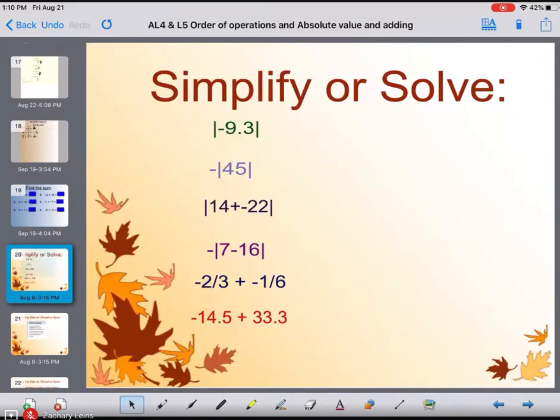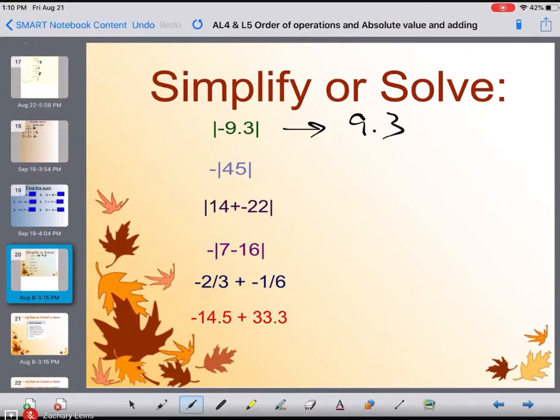All right, simplify and solve. So I'll give everyone 3, 2, 1 to go ahead and pause your video and solve. So here, negative 9.3, absolute value is 9.3. Here we have the absolute value of 45 with a negative in front. So we do the groupings first. So absolute value of 45 is 45. So therefore, we're just going to end up with negative 45 because that negative is out in front. And we do the groupings, in this case, the absolute value grouping first.